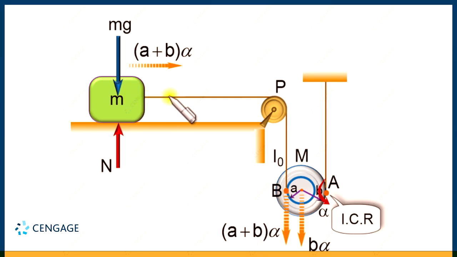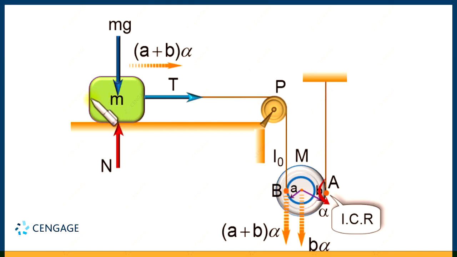Tension force will be in the rightward direction. Tension force is a pulling force. So let us consider the tension in this part of the string as T. So this is the free body diagram of the block.